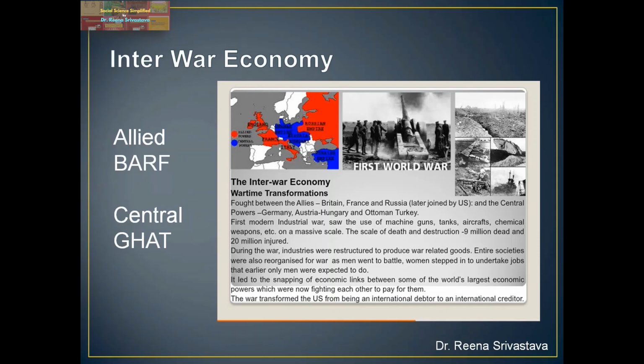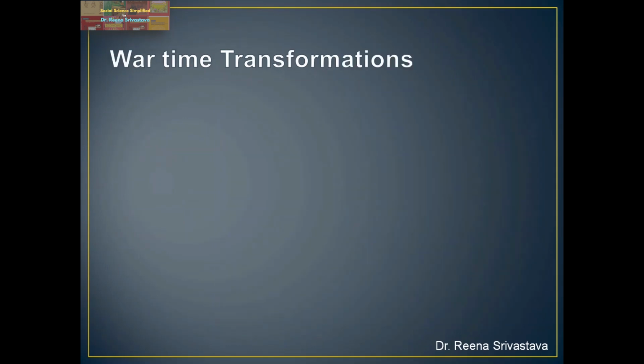The First World War was the first modern industrial war, because all the things used in the war were produced in industry through mass production. This war also led to a lot of death and destruction. Around 9 million people died and 20 million people were injured. If you see wartime transformations, what were those?